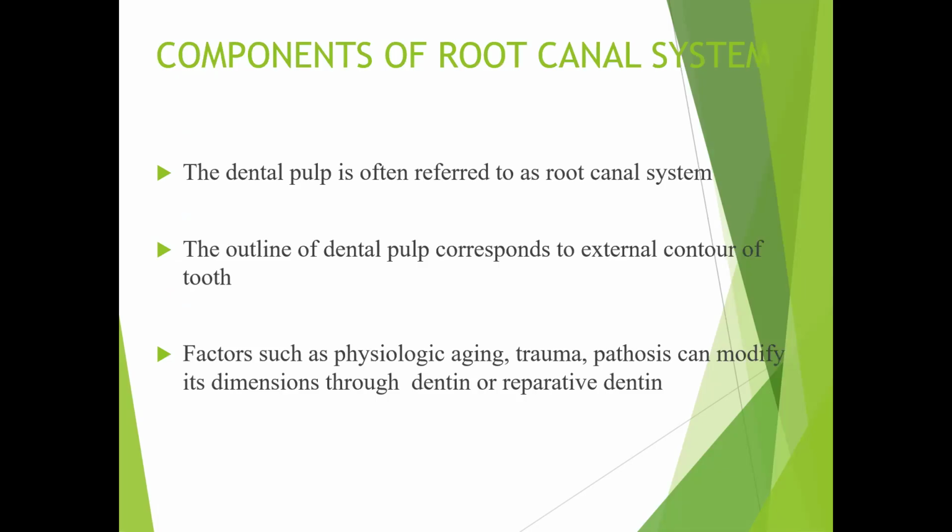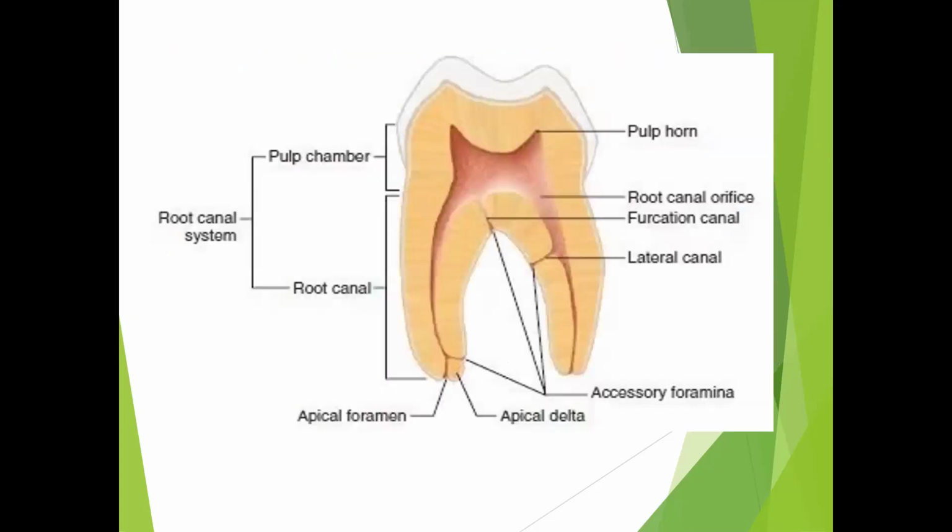Components of the root canal system. The dental pulp is often referred to as the root canal system. The outline of the dental pulp corresponds to the external contour of the tooth. Factors such as physiological aging, trauma, and pathosis can modify its dimensions through secondary or reparative dentin. The entire root canal system comprises the pulp chamber, root canal, and apical foramen.